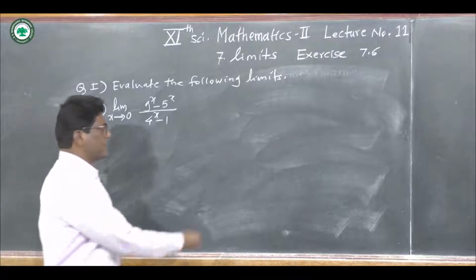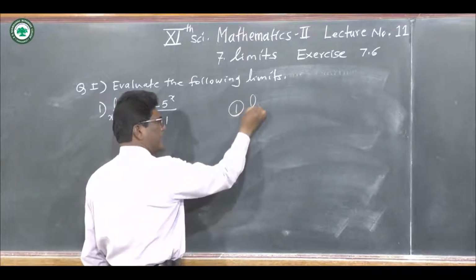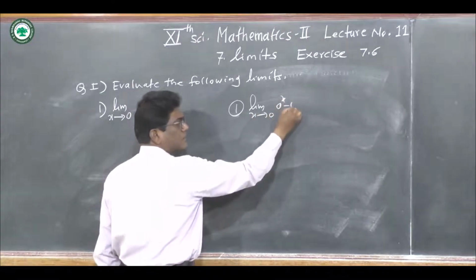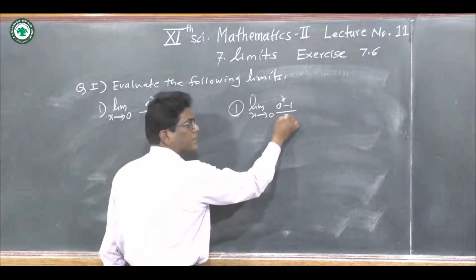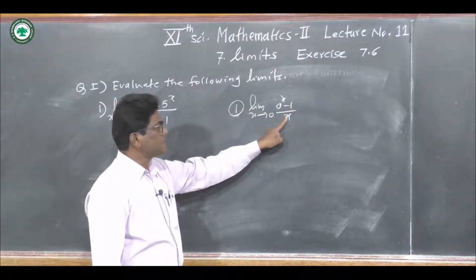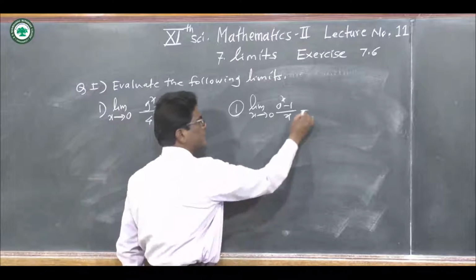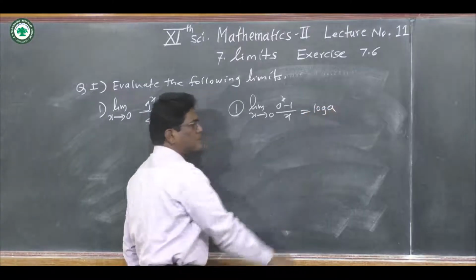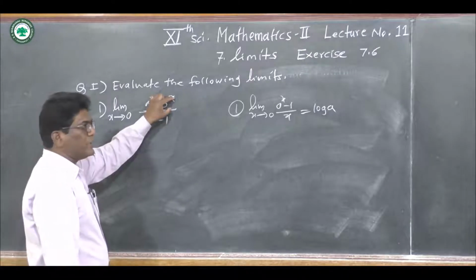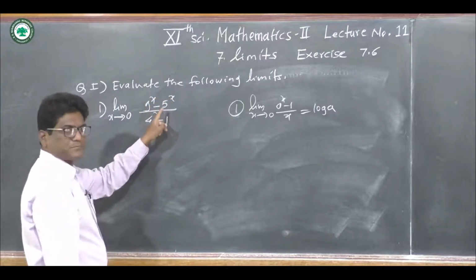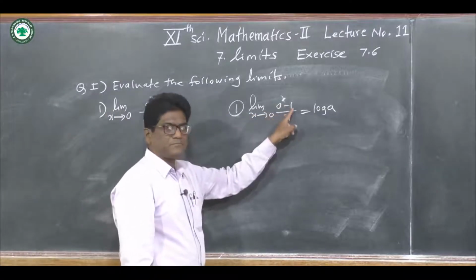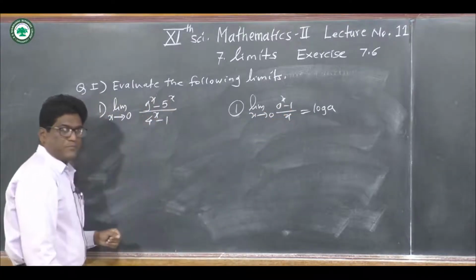Now see here, the first formula we have seen: the limit as x tends to 0 of (a to the power x minus 1) upon x is equal to log of a. Here a to the power x needs a minus 1 for each term, so we adjust by adding 1.